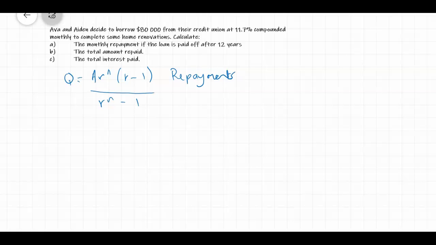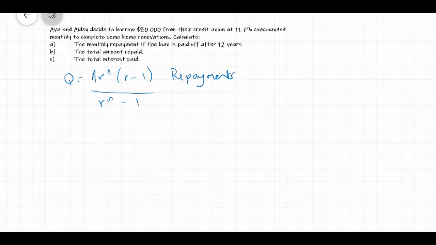And here we go. So the problem is Ava and Aidan decided to borrow $80,000 from their credit union at 11.7% compounded monthly to complete some of the home renovations. Calculate the monthly repayment if the loan is to be paid off in 12 years, the total amount repaid, and the total interest paid.